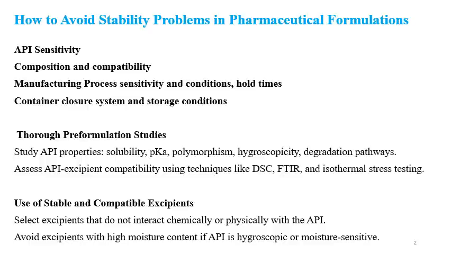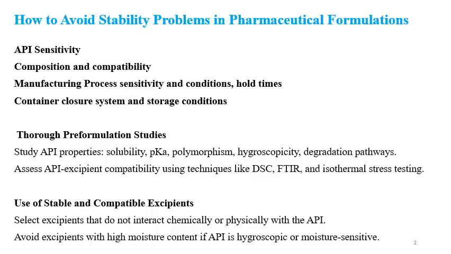So one of the most important factors is API sensitivity. If the API is less stable, then the formulation may be less stable. But there are some chances that we can improve the stability of these less stable APIs through formulation development, through manufacturing processes, and container closure systems and storage conditions. So first is the API sensitivity.